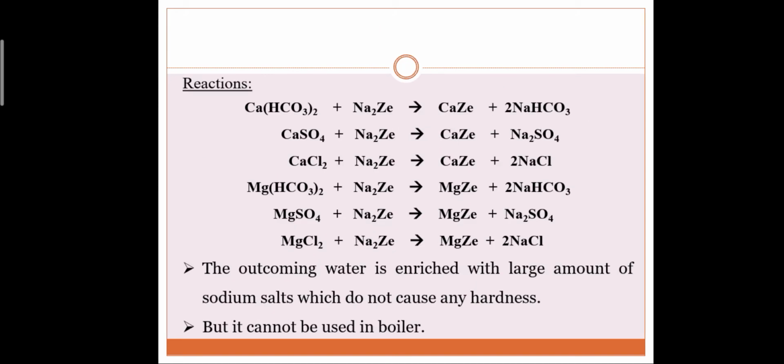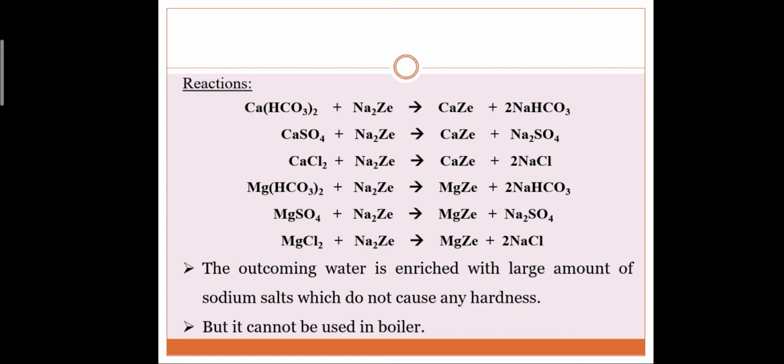Various reactions taking place during softening process are shown here. The sodium ions are replaced by calcium and magnesium ions so that sodium zeolites are converted into calcium and magnesium zeolites. Here all the salts are hardness causing salts, whereas bicarbonates of calcium and magnesium are responsible for causing temporary hardness, and chlorides and sulfates of calcium and magnesium salts are responsible for causing permanent hardness.